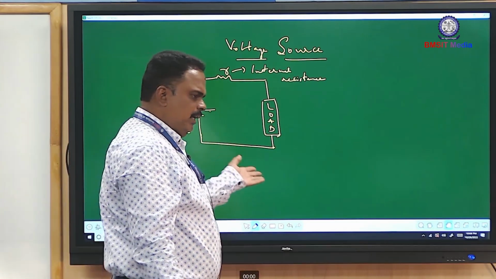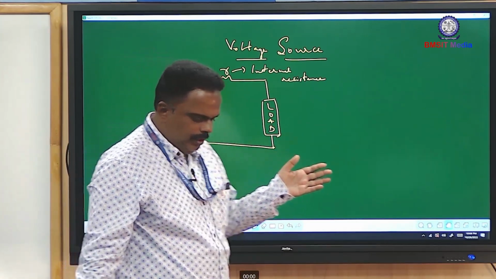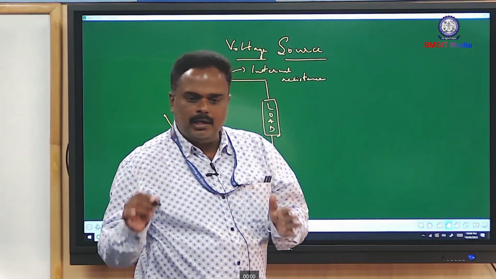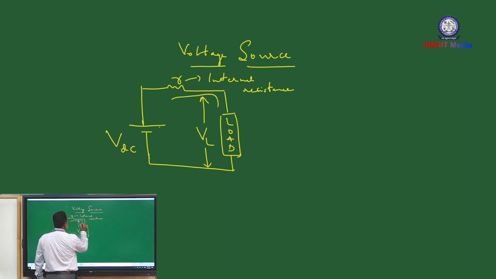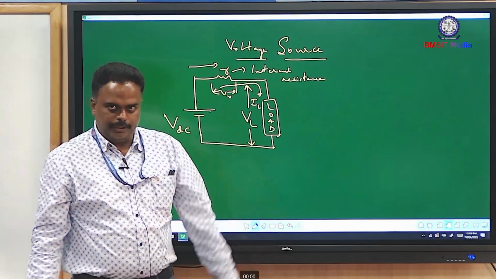There are mainly two types: one is the practical voltage source and the other is the ideal voltage source. An ideal voltage source maintains constant voltage across the load, irrespective of the current delivered by it to the load. For example, if more current is delivered to the load, there will be more voltage drop across the internal resistance, and then the voltage available across the load will be reduced.